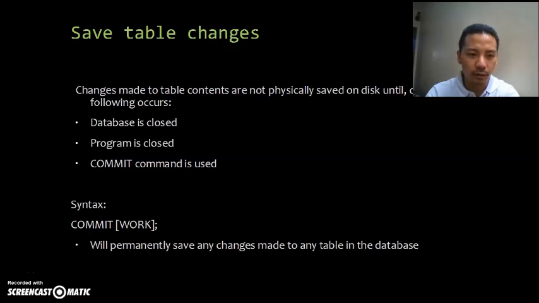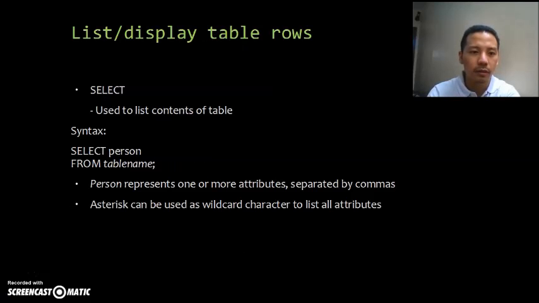Save table changes. Changes made to table contents are not physically saved on disk until one of the following occurs: database is closed, program is closed, commit command is used. For the commit command, we simply use commit and work or commit work. This will permanently save any changes made to any table in the database.